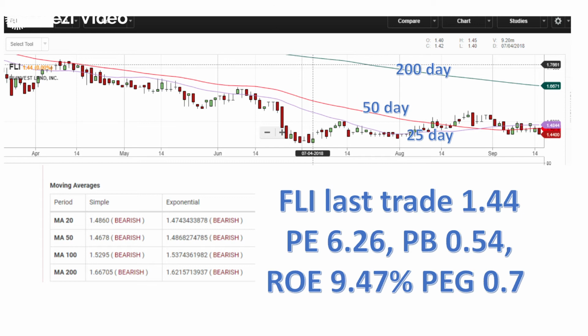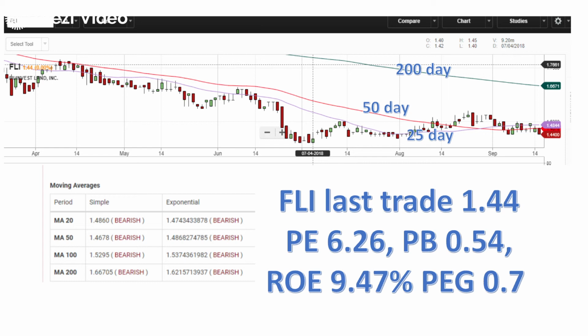Last trade was 144. Look at the price earnings. Ang baba, right? Price book, 0.54. Oh, screaming buy, right? ROE is 9.47. So PEG is about 0.7. But look at that. Yung 200-day niya is at 1.66. 50-day is at 1.44. The 25-day is 1.48. Mataas lang ng konti. And the price is at 1.40 something.